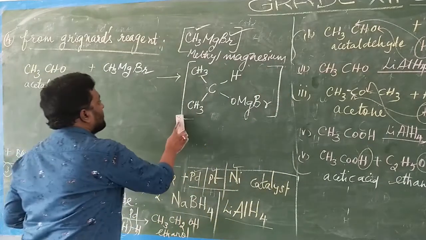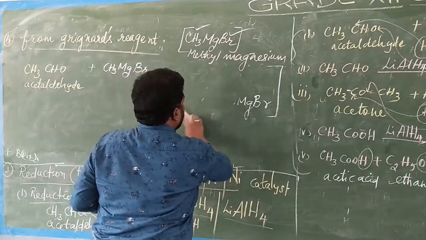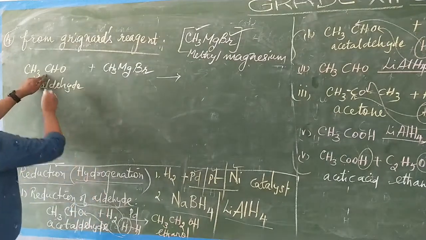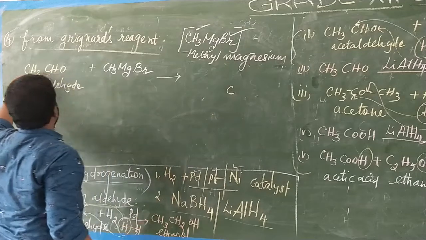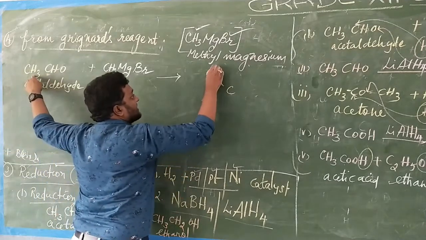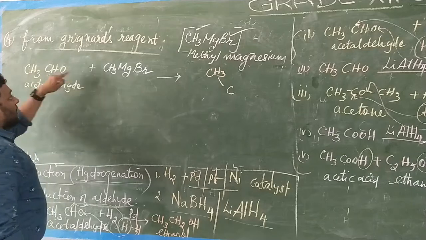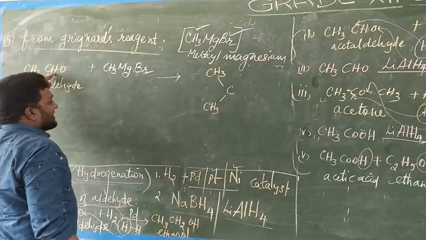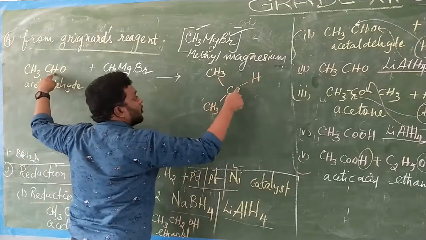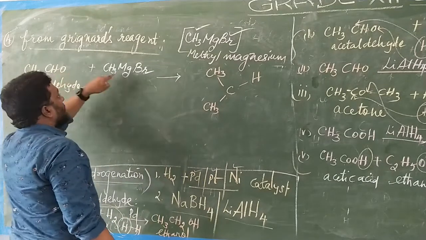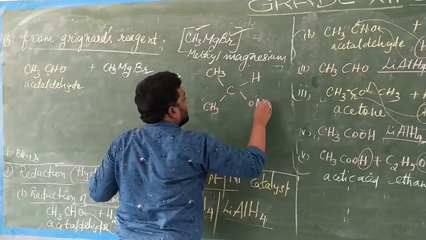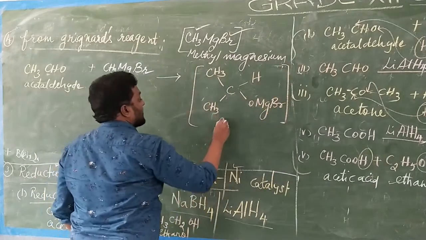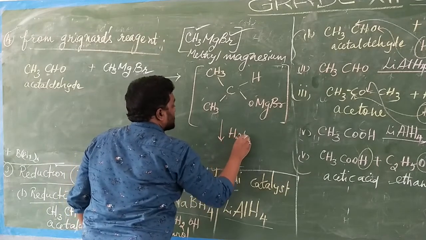Remember now, listen carefully how I am writing. The center carbon I am writing here. First the CH3 group, then the next CH3 group. Then this hydrogen is present, and wherever you want you can fix it. Then OMgBr also, the remaining OMgBr. Now it is an unstable compound. Now this unstable compound undergoes further hydrolysis with a water molecule.